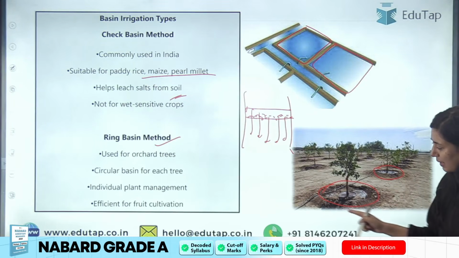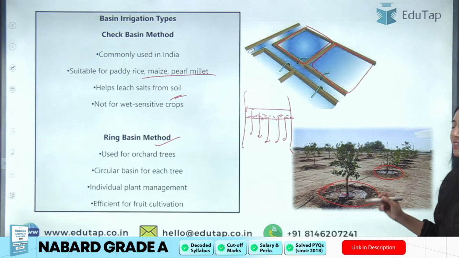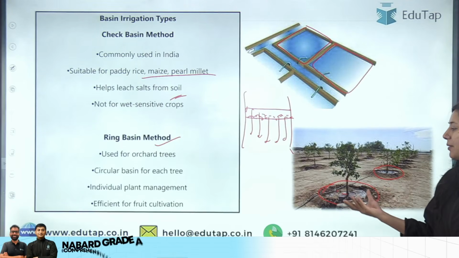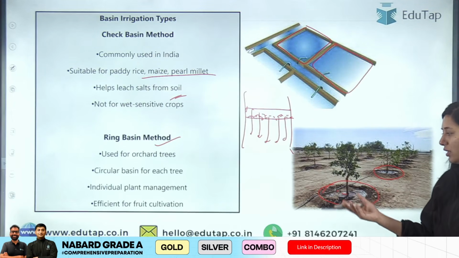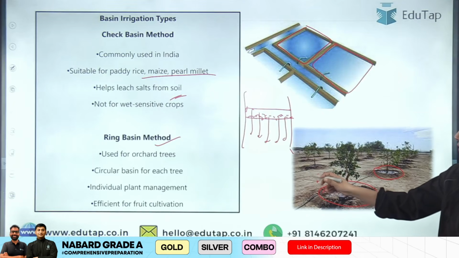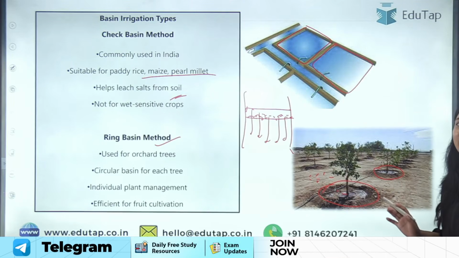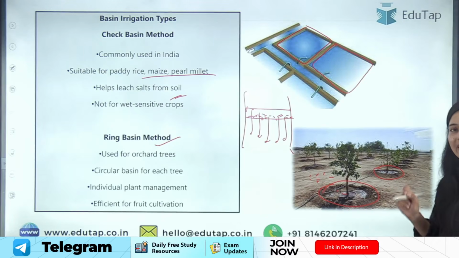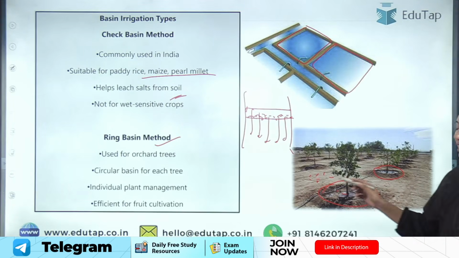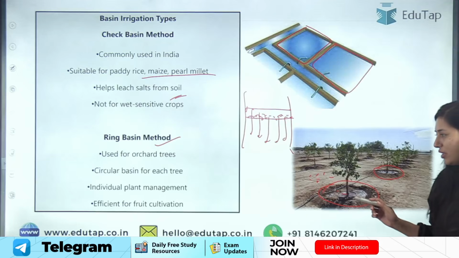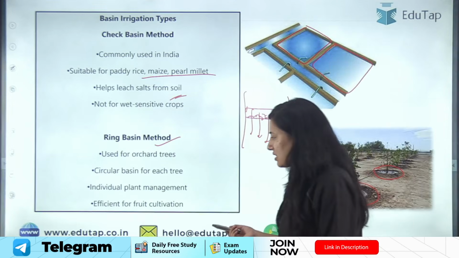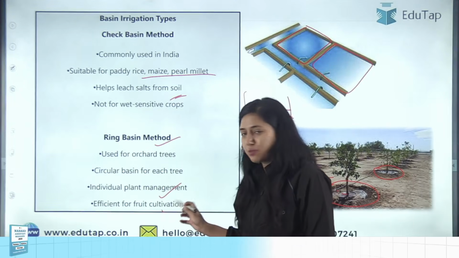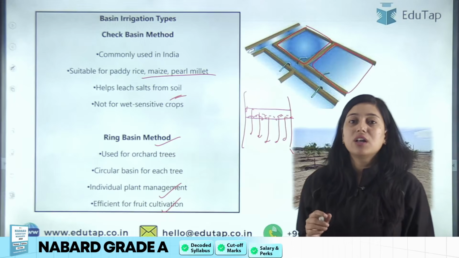Around each plant, this ring basin is developed, and in this ring basin, water is provided to the plant to this specific area only, not the entire field, because again, it is not possible to irrigate the entire field. So what we do in this case, we manage each plant, we irrigate each plant by developing a ring basin like structure around it, clear. So this is a ring basin structure where individual plant management is done, and it is efficient for fruit cultivation.